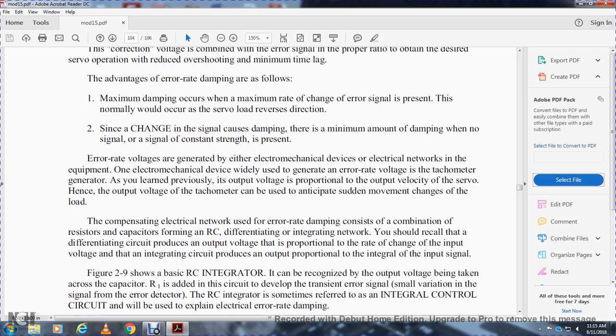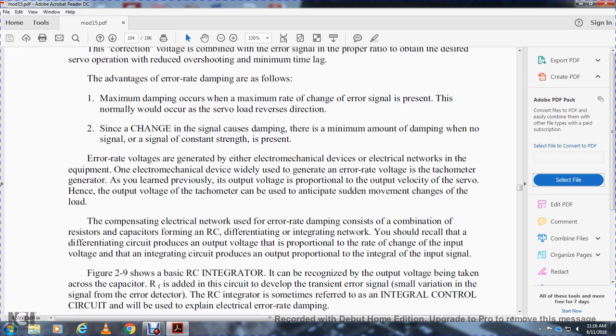The error rate voltage can be obtained from a generator, an electromagnetic device, or from electronic networks, the equivalent of the electromechanical device, which are widely used. The tachometer generator's output voltage varies with the output shaft velocity of the servo motor, so the tachometer voltage can anticipate sudden movement and changes in the load. But they compensate with an electrical network for the error rate damping, considering the combination of a resistor and capacitor forming an RC differentiating or integrating network.